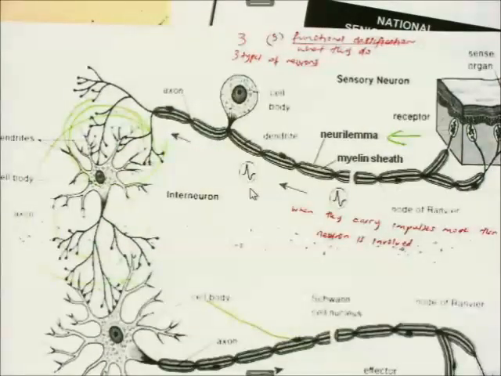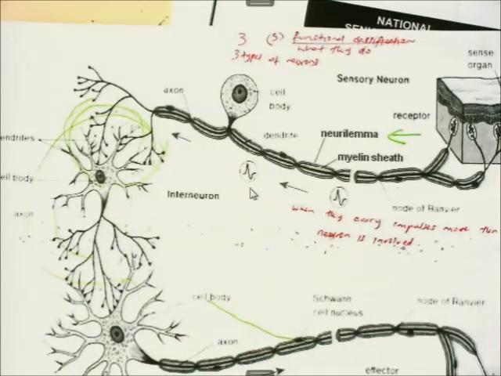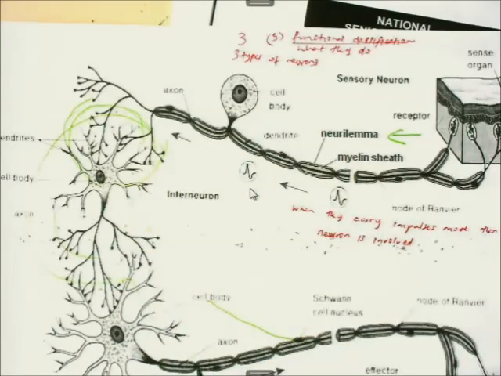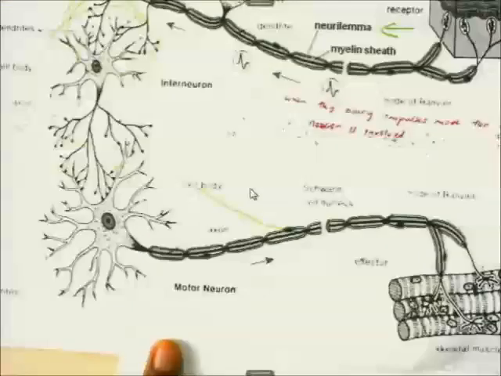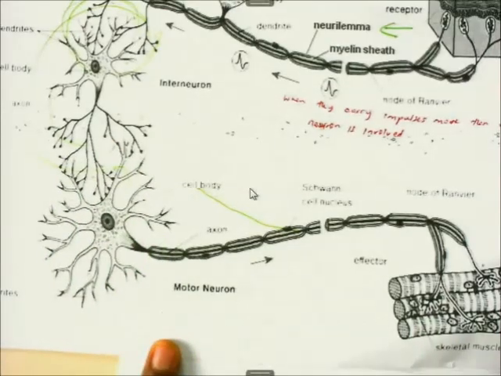Another neuron is an interneuron. An interneuron is found right inside the brain or in the spinal cord. It takes impulses from a sensory neuron to a motor neuron. Now, the motor neuron is the last neuron. It takes impulses from the brain or from the spinal cord to the effector.